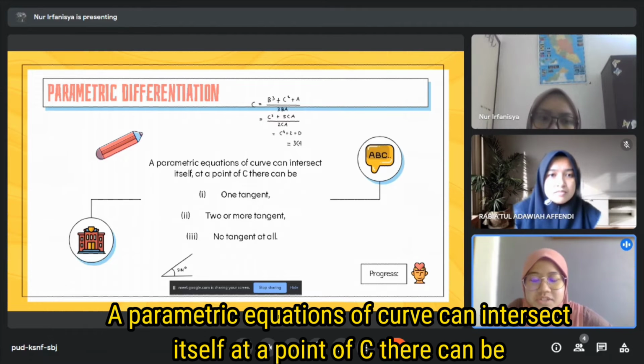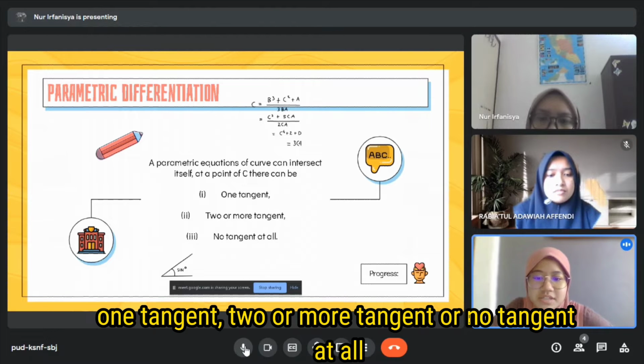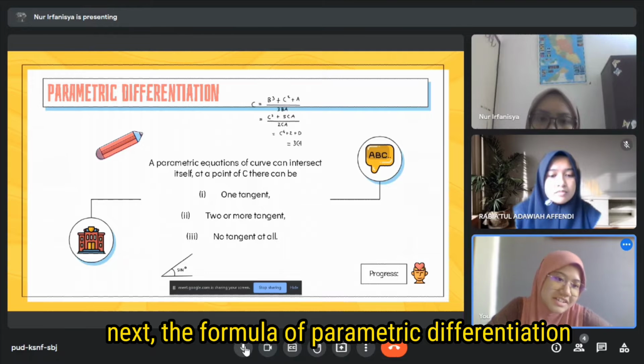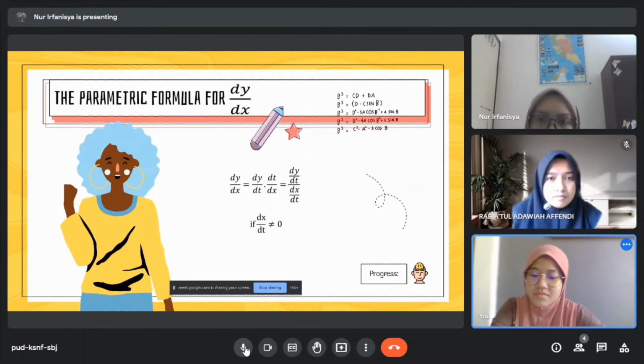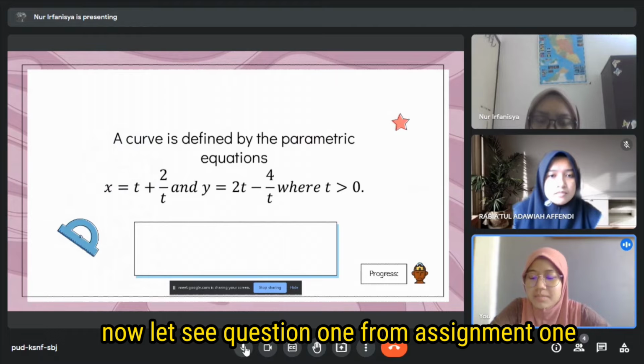A parametric equation of a curve can intersect itself at a point C. There can be one tangent, two or more tangents, or no tangent at all. Okay, next is the formula for parametric differentiation. Next. Okay, now let's see a question, question 1 from assignment 1.